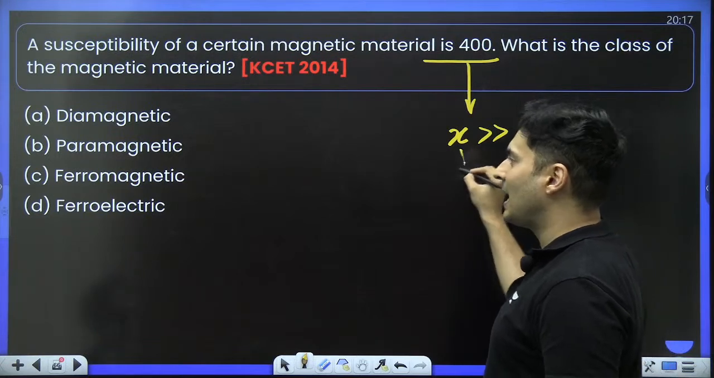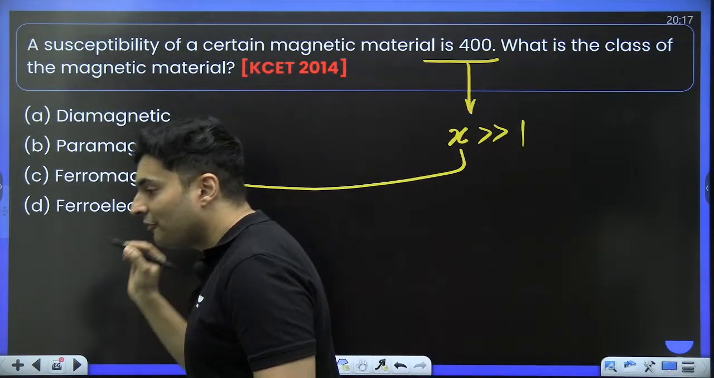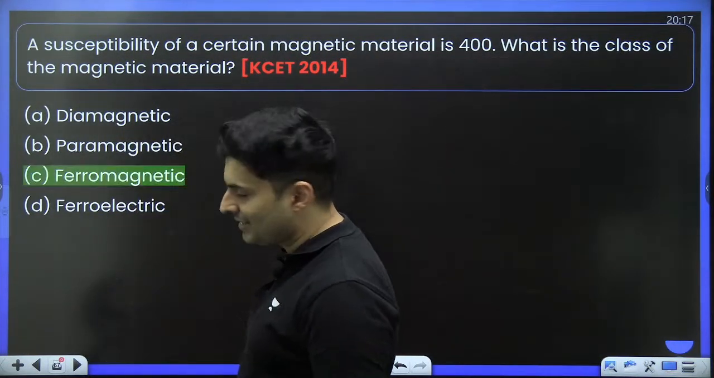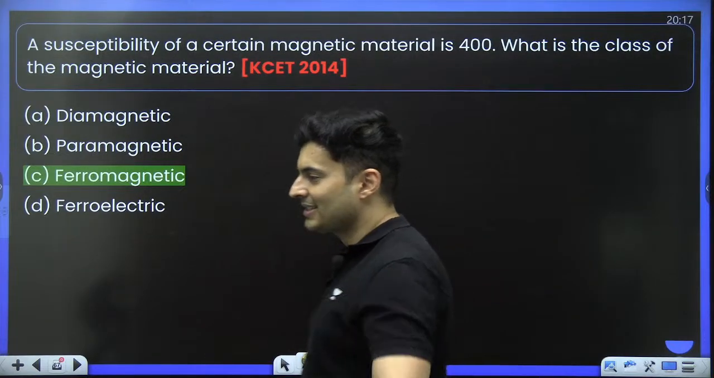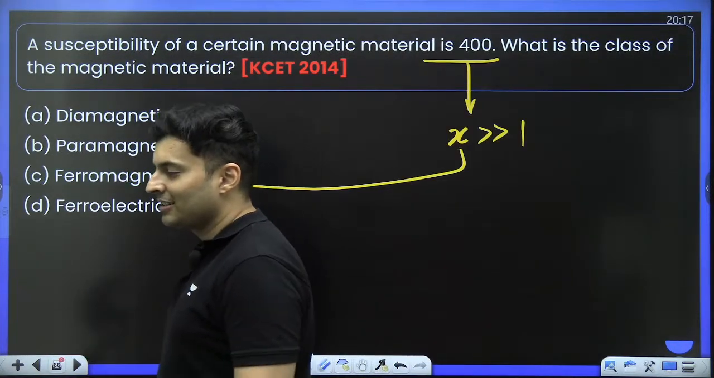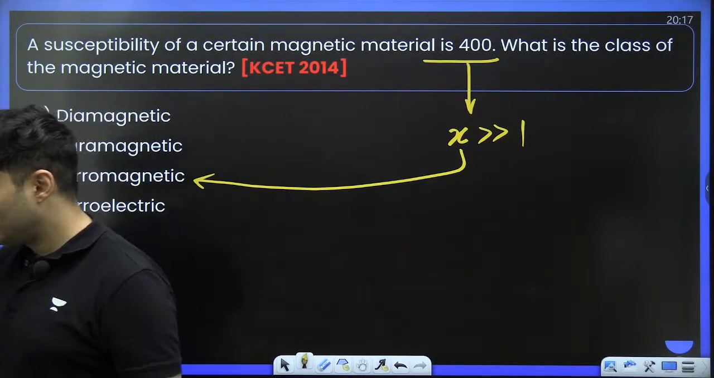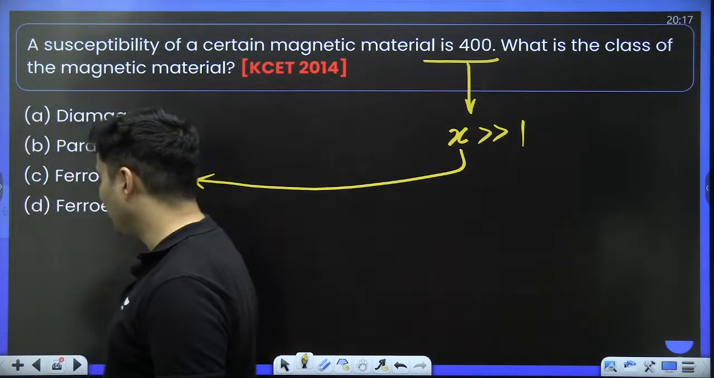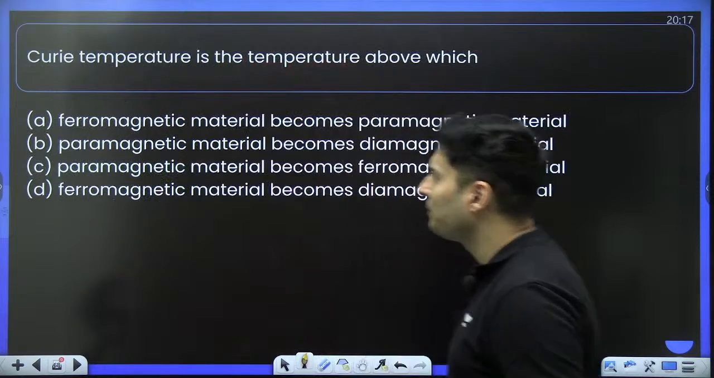This X is much, much larger than 1. So when does this happen? It only happens for ferromagnetic material. Yes, ferromagnetic. Option C is correct. If you had written the CET exam, 100% you would have got this answer correct. Very good, guys. Moving on to the next question.